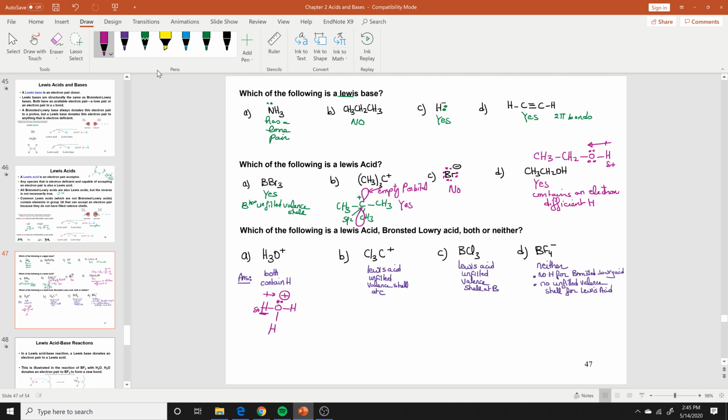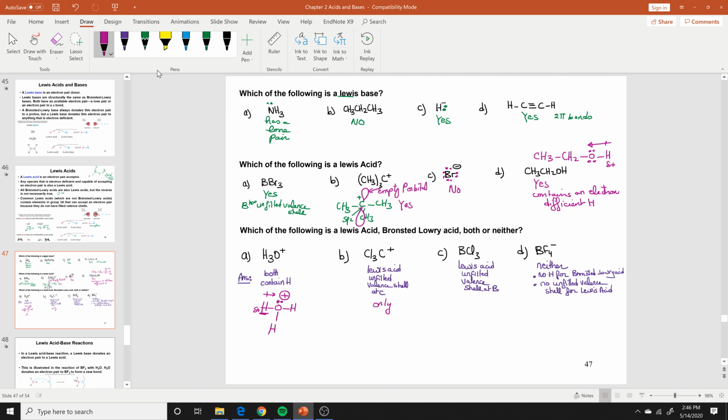Cl3C. This is a carbocation, and that carbocation in here has an unfilled valence shell because that carbon is sp2 hybridized. It has an empty orbital, so this is the same as that. So it's going to act as a Lewis acid only. It is not a Bronsted and Lowry acid because it doesn't have a hydrogen to be a Bronsted and Lowry acid. Same thing over here. This is only a Lewis acid, again, because of the boron. So C is the same as A. It has an unfilled valence shell.